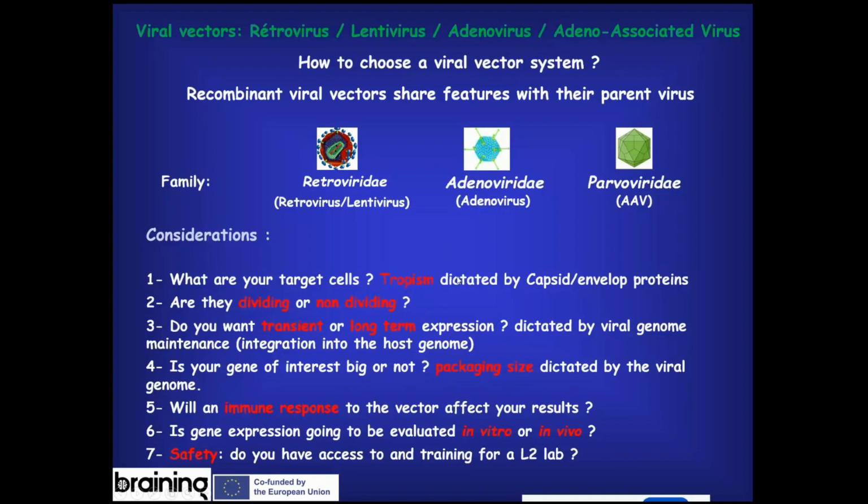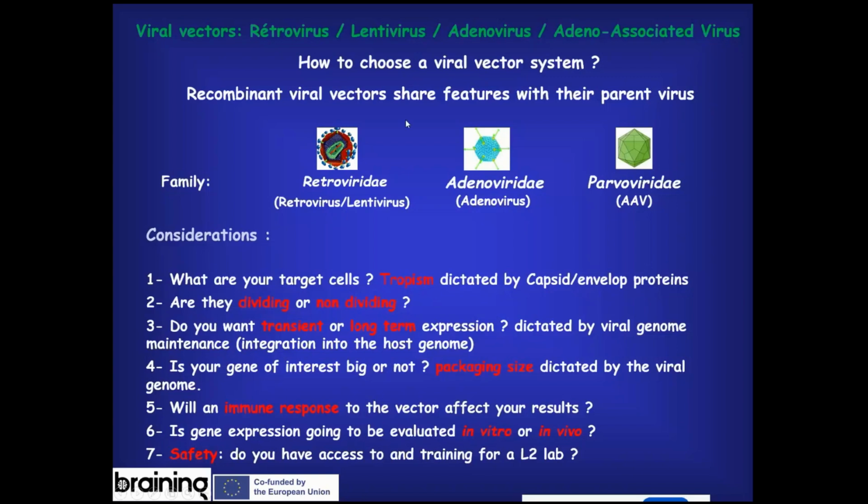If there are cells dividing or not dividing, for example, if you want to target only dividing cells, you use retroviruses. If you wanted to target dividing and non-dividing cells, you can use both of these. If you want a transient or long-term expression, for example, the retroviridae have long-term expression. The adenovirus have very transient, strong expression. The parvovirus, like AAV, have very long-term expression.